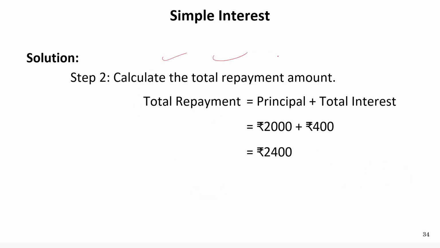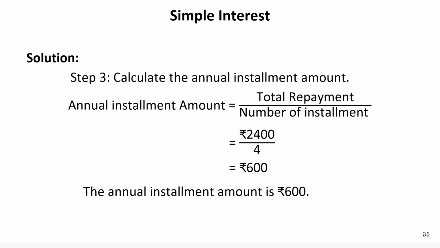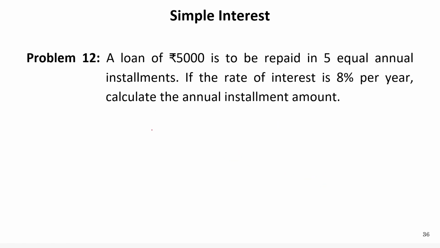So calculating the total repayment amount is equal to principal plus total interest, that is 2000 plus 400, equal to 2400. For 4 years we have to divide this into an easy installment scheme. For each year, the installment will be 600, because 2400 by 4 is equal to 600. So the annual installment amount is nothing but 600. So let's see problem number 12. A loan of 5000 is to be repaid in 5 equal annual installments. If the rate of interest is 8% per year, calculate the annual installment amount.